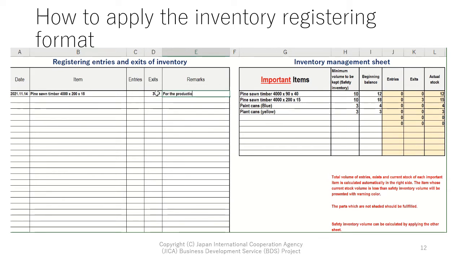In this sheet, the number of entries and exits of each important item can be registered, then the actual stock volume will be calculated automatically on the right side of the sheet.